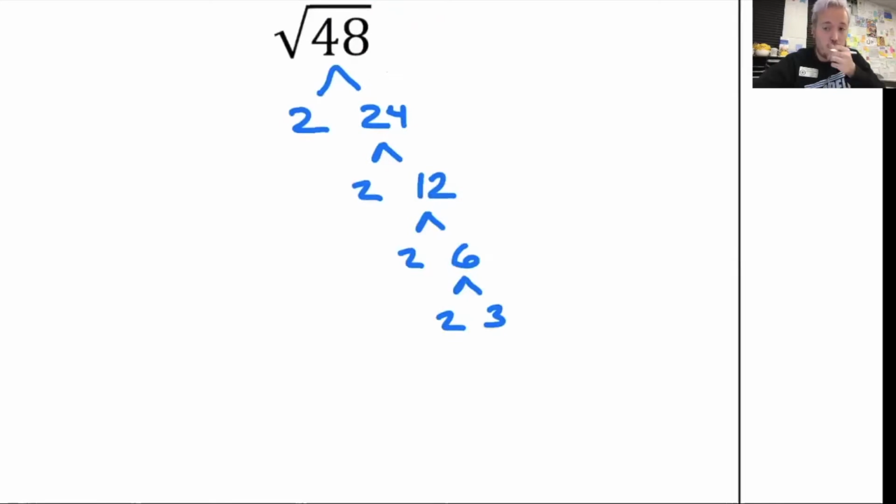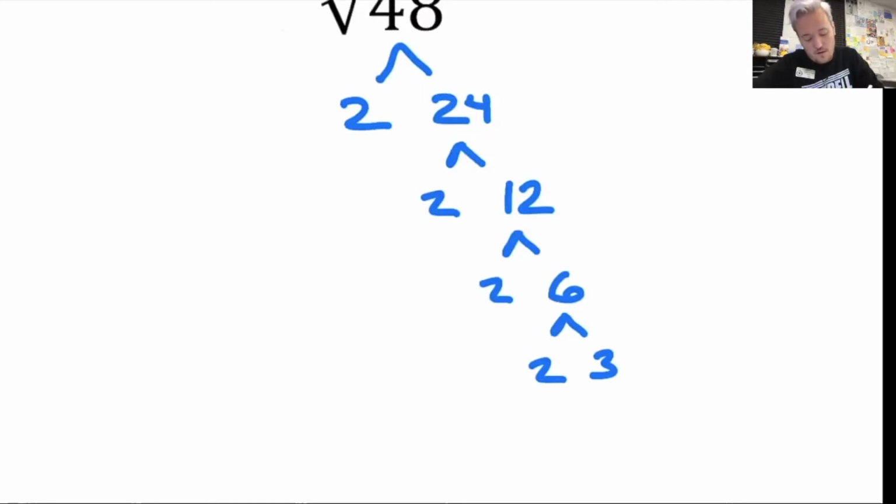All right, so what I'm looking for are pairs. So I'm going to highlight the pairs. I have a pair of 2s here, and I also have a pair of 2s here. Now the only number that did not pair off is this 3 right here. That was the only number that didn't pair off.